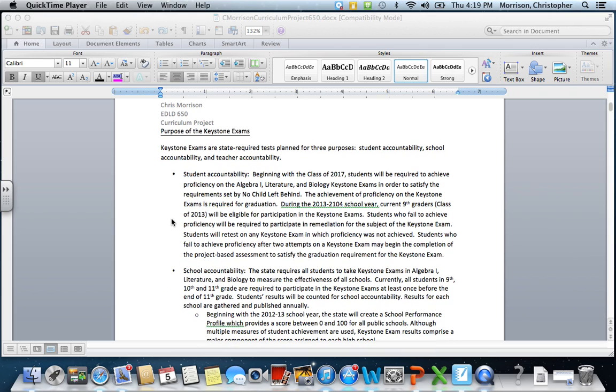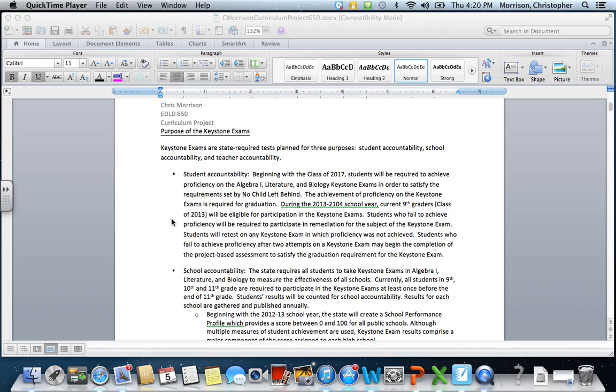Now, in the early part of the project, what I did was I looked at the Keystones as a novice. I did not know many things about the Keystones. I knew they were standardized assessments. So I approached the project as an administrator who is new and who does not have much knowledge of the Keystone exams, and I began to explain some of the different facets of the Keystone exams.